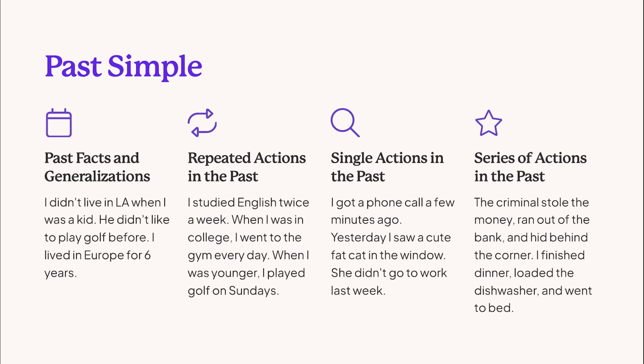4. A series of actions in the past. When you watch an action movie, you often see a lot of action on the screen. One action is quickly followed by another and then another. Think of it as the past simple. The criminal stole the money, ran out of the bank, and hid behind the corner.